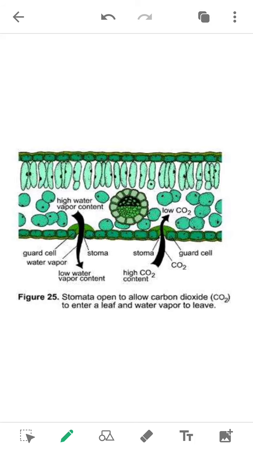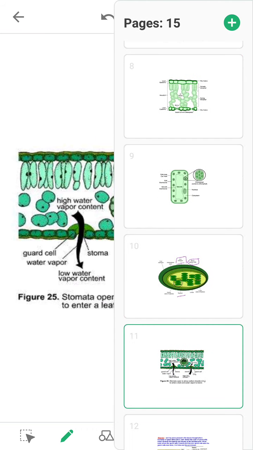Now, here, stomata open to allow carbon dioxide to enter a leaf and water vapor to leave. Generally, stomata perform two functions, like intake of carbon dioxide and removal of excess water. Now let us know in detail about stomata.